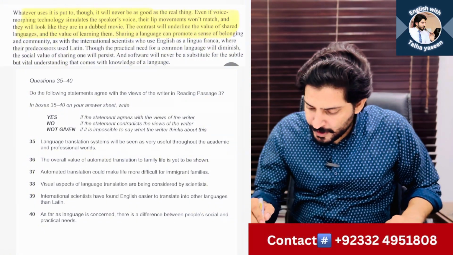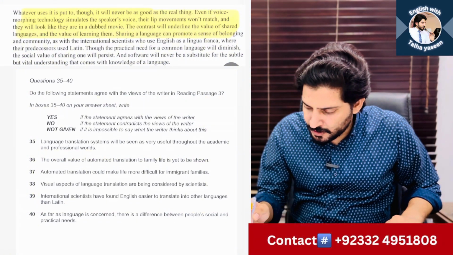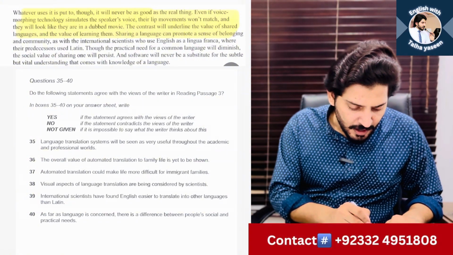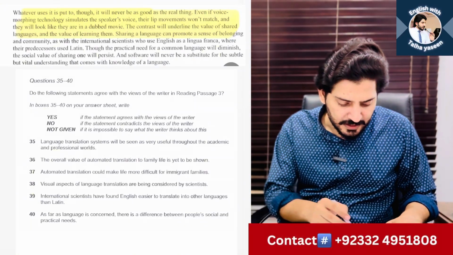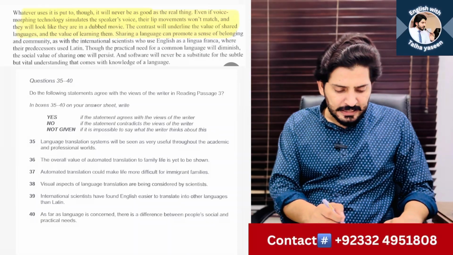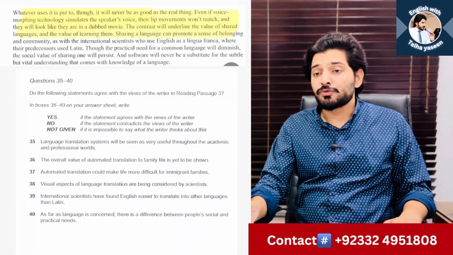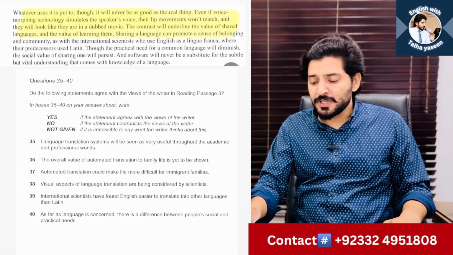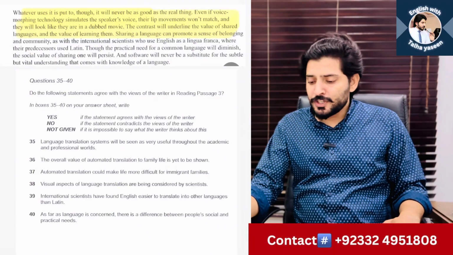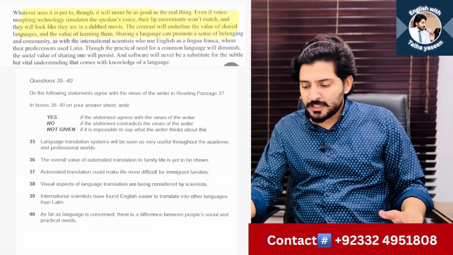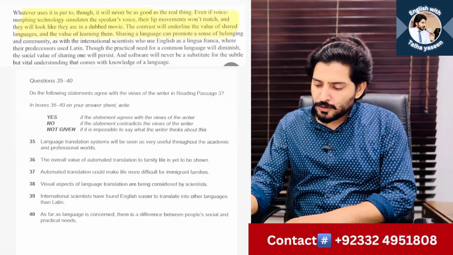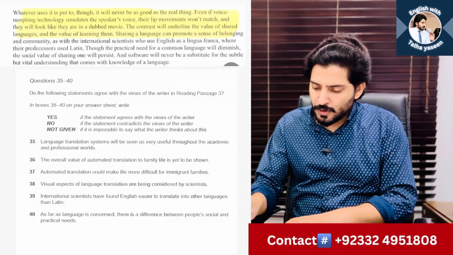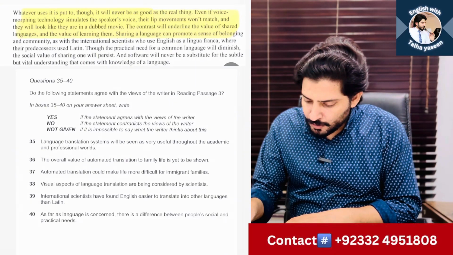He says visual aspects of language translation are being considered by scientists, but here there is no mention that they are considering visual aspects. Information is given, but it is not relevant to the question being asked in the exercise. So it is impossible to say what the writer thinks about the given information. We write not given. So 38 will be not given.